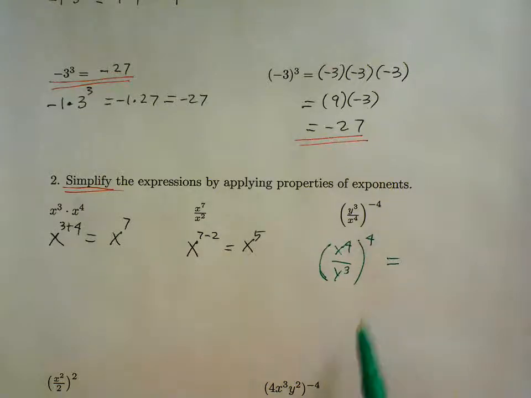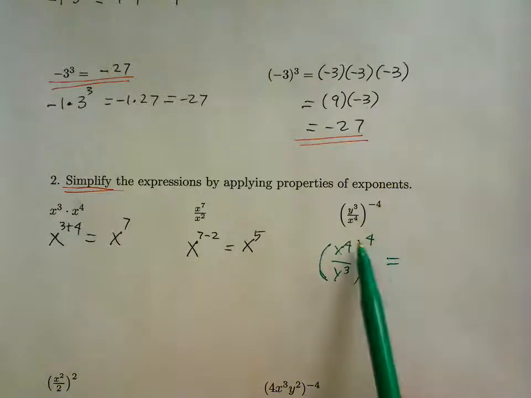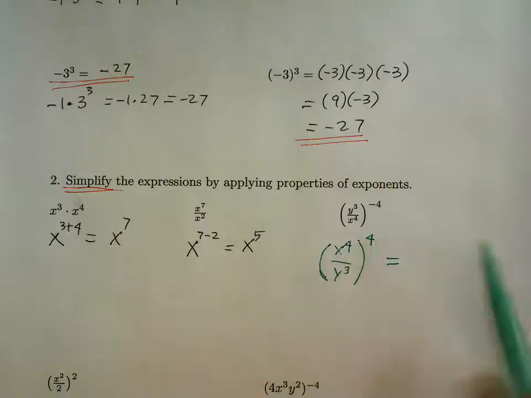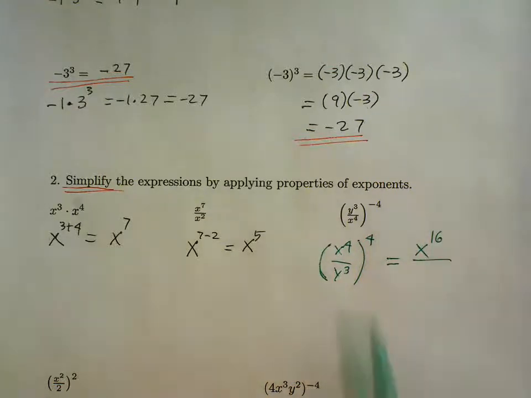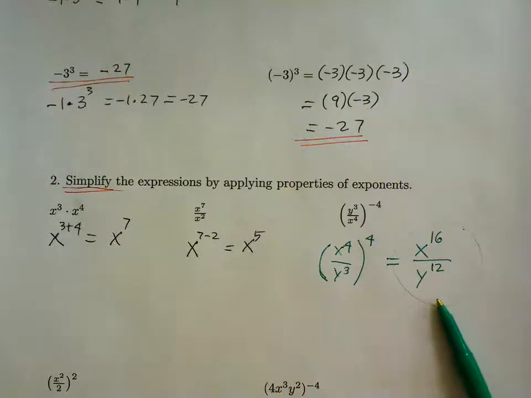And then we can multiply the outer exponent 4 times each of those exponents. So in the numerator, x to the fourth to the fourth is x to the 16th. And in the denominator, y to the third to the fourth is y to the 4 times 3, or y to the 12th. So this is the simplified answer. We cannot simplify any further because the variables are different. So this is as far as we can simplify it.